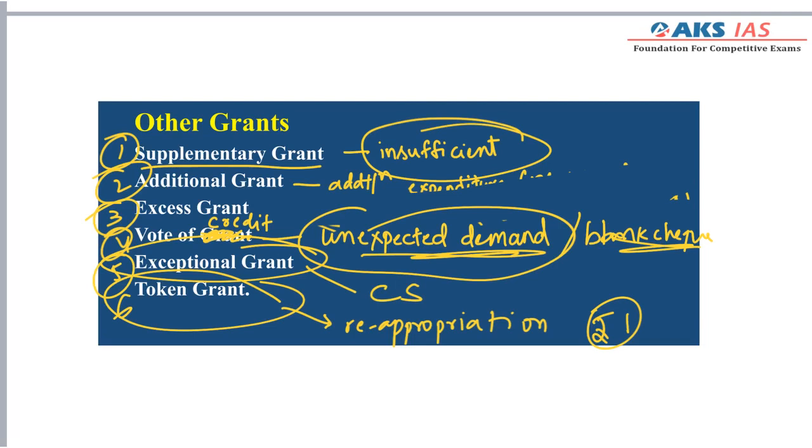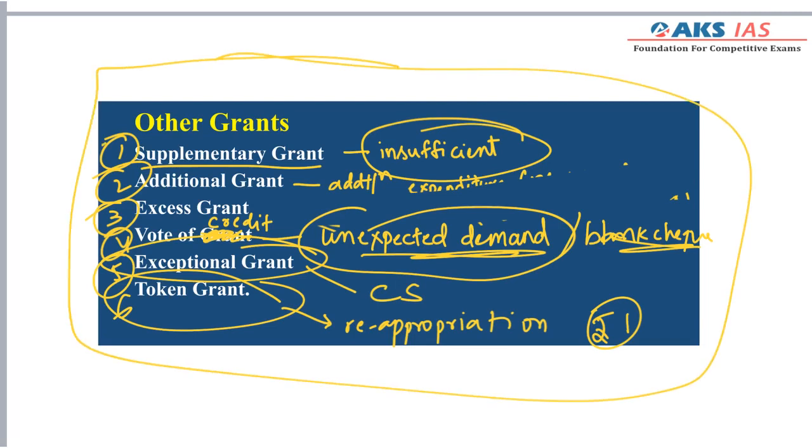Coming to all this, the grants that we have spoken about, including the supplementary, additional, excess, vote of credit, exceptional, as well as the token grants, will have to undergo the same procedure which is applicable in the case of the general budget. So these were the important basics that we had to know before we discuss the budget. Coming next will be part 1 and part 2 of the budget speech, which will be discussed very elaborately.